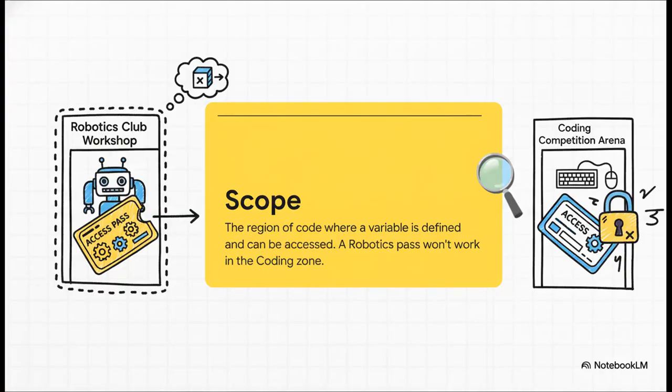So that access pass, that's the variable's scope. It defines where it's allowed to go. If your pass is for the robotics club zone, you're not getting into the coding competition zone. The bouncer, which is basically the compiler or interpreter, is going to stop you at the door. It's simple. Your variable's name is only recognized, it's only visible within its designated area, or scope.